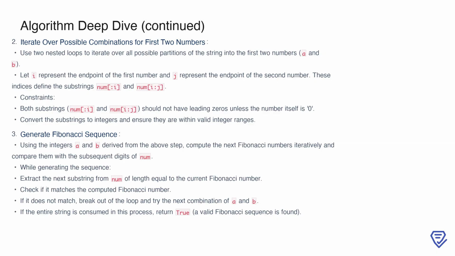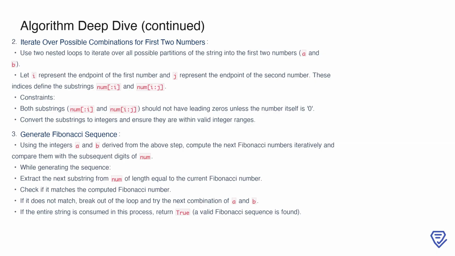However, these substrings must meet certain constraints. They cannot have leading zeros unless the number itself is 0, and they must be convertible to integers within valid ranges. Once valid integers a and b are derived, we start generating the Fibonacci sequence.